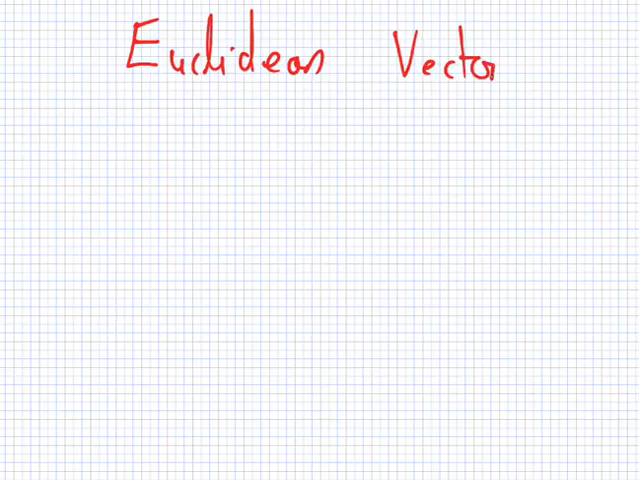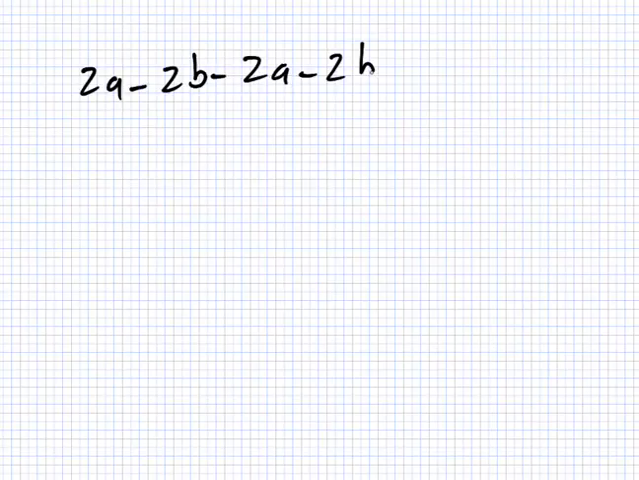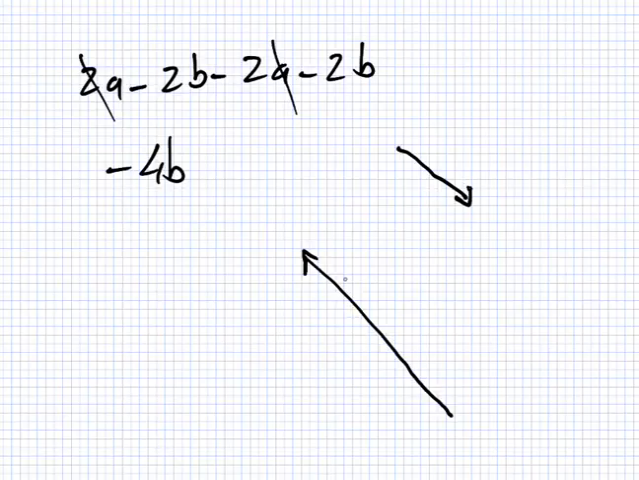Yes? F? Oh, F is easy peasy. Here. 2a minus 2b minus 2a minus 2b. That is minus 4b. And if I look at the picture, b is going like this in the picture. So minus 4b will be this vector. That's the answer then.